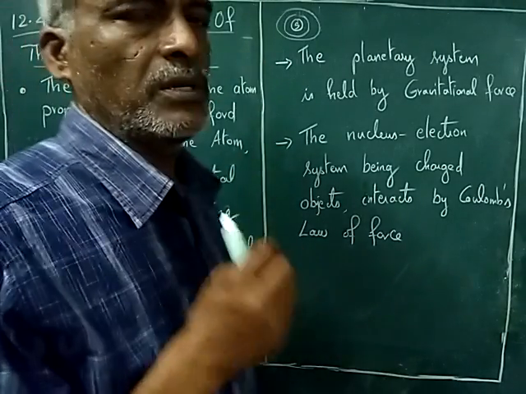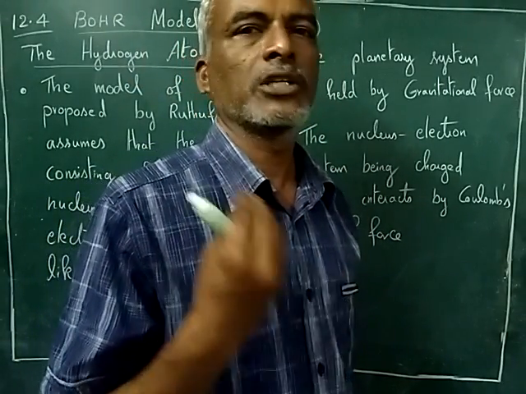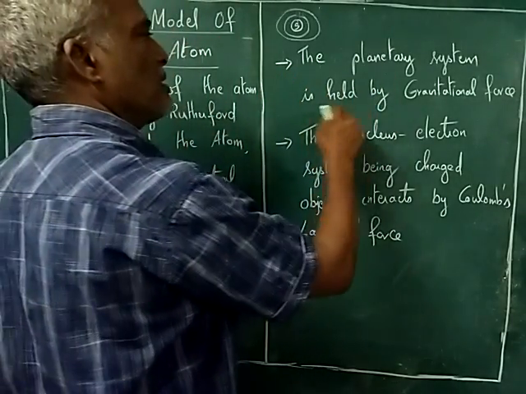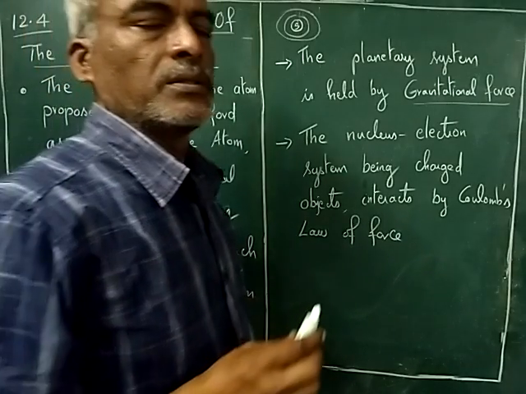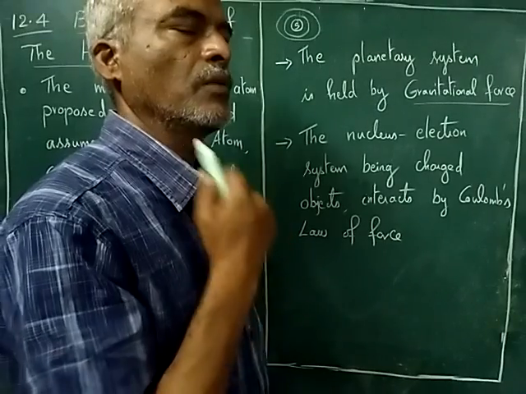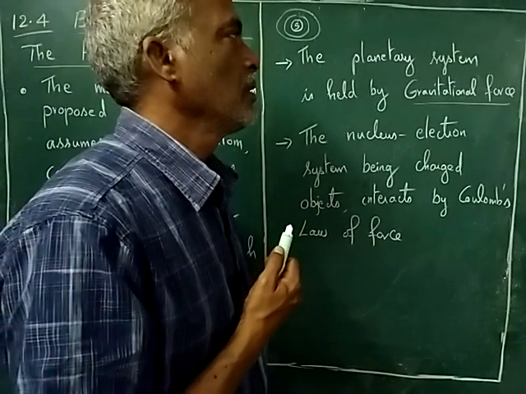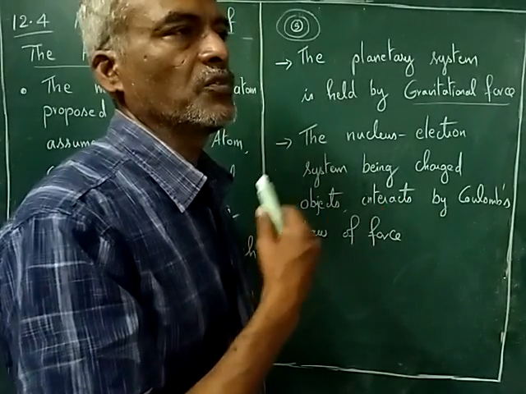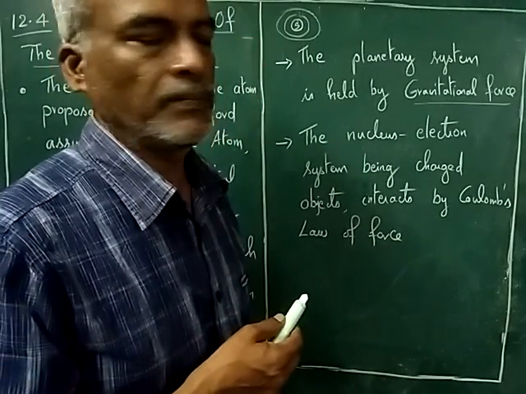But we have to remember the difference between planetary motion and electron motion. The planetary system is held by gravitational force. All the planets revolve around the Sun and they are stable, and the force exerted between the Sun and the planets is gravitational force.